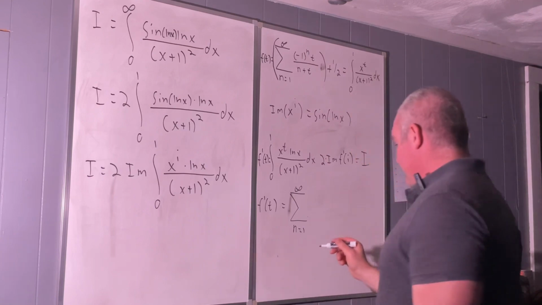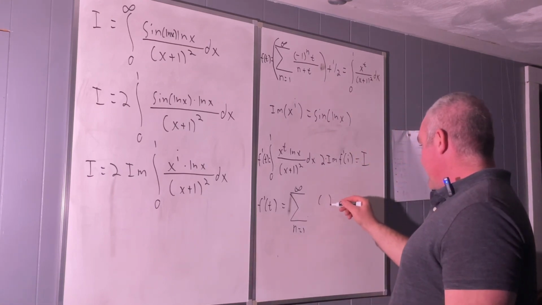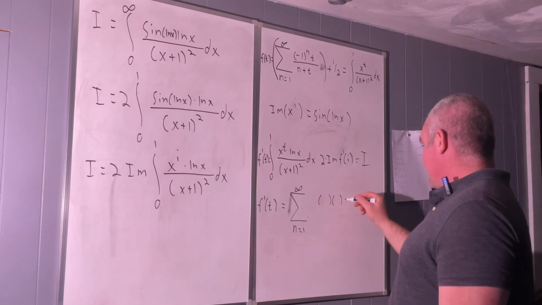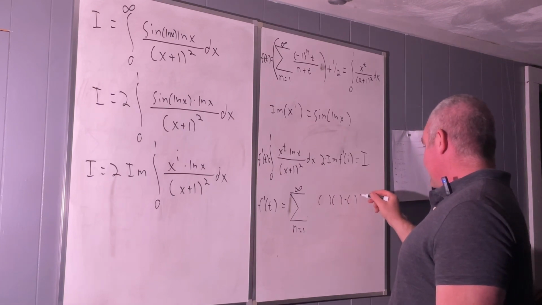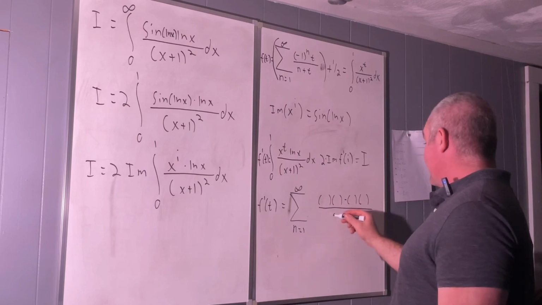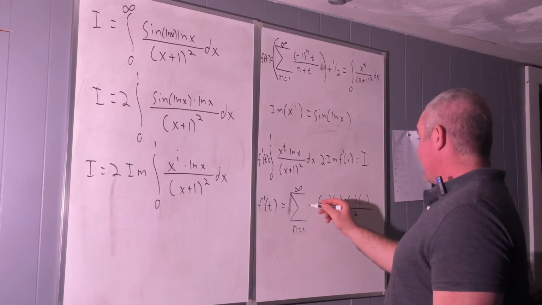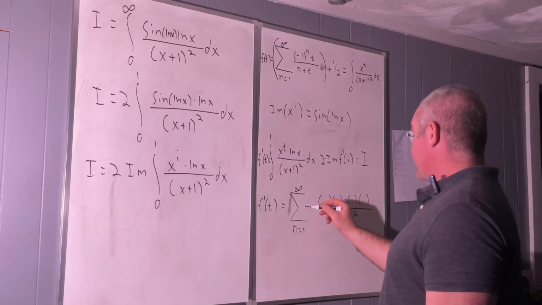Well, what would that be? We get low d high minus high d low over n plus t all squared. And of course, all of this would be times -1 to the n.